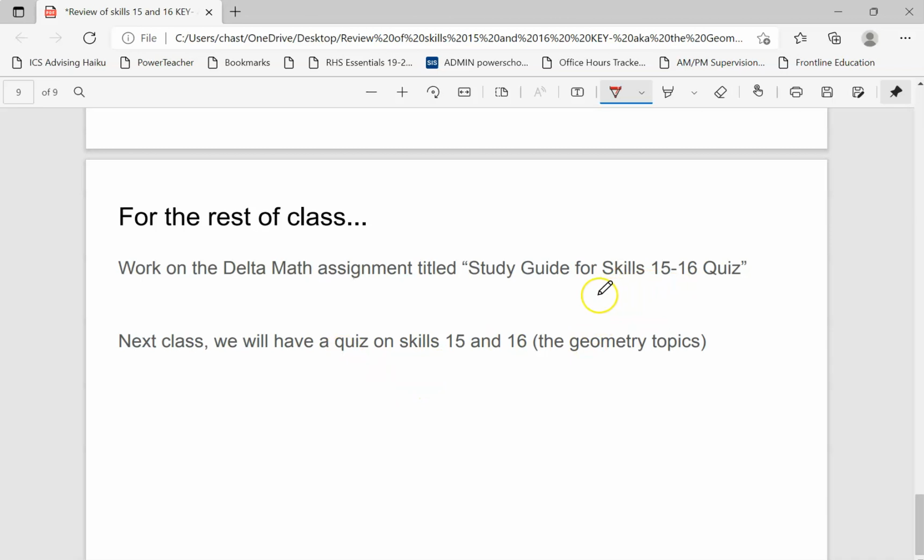All right. So the rest of the class, you are going to work on your study guide for the quiz skills 15 and 16 quiz. And that's what we'll be doing next class. So be prepared for that.